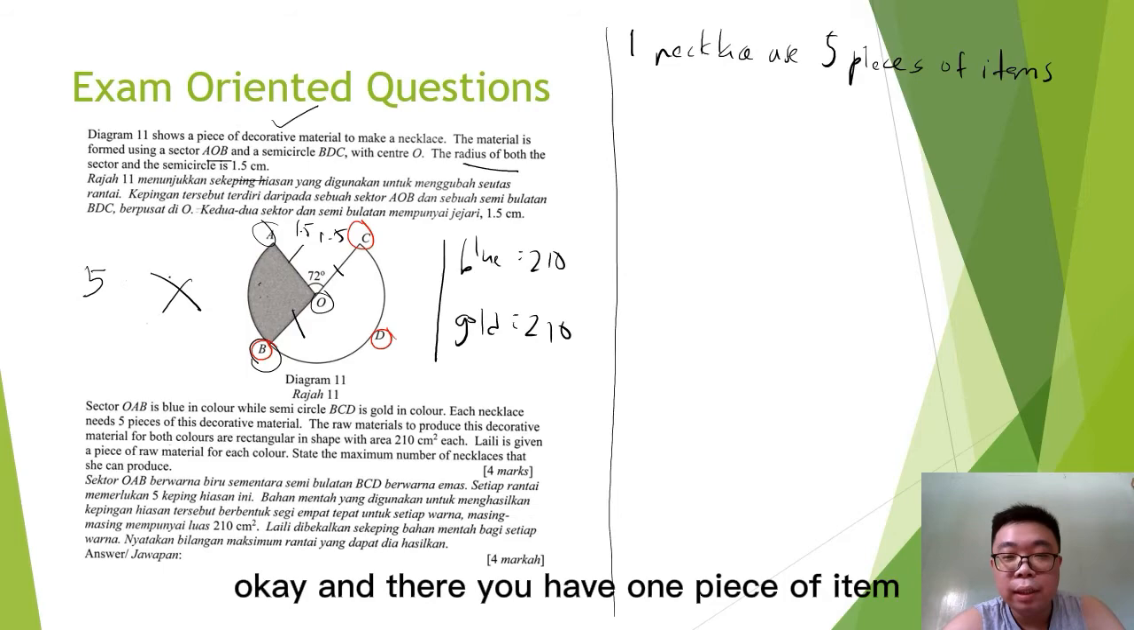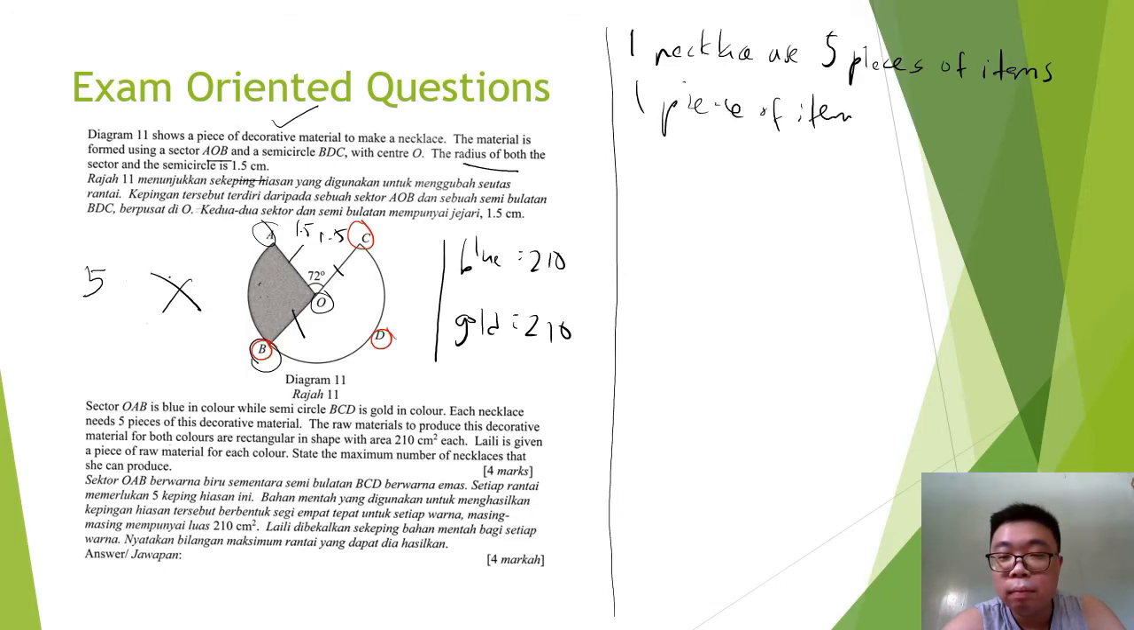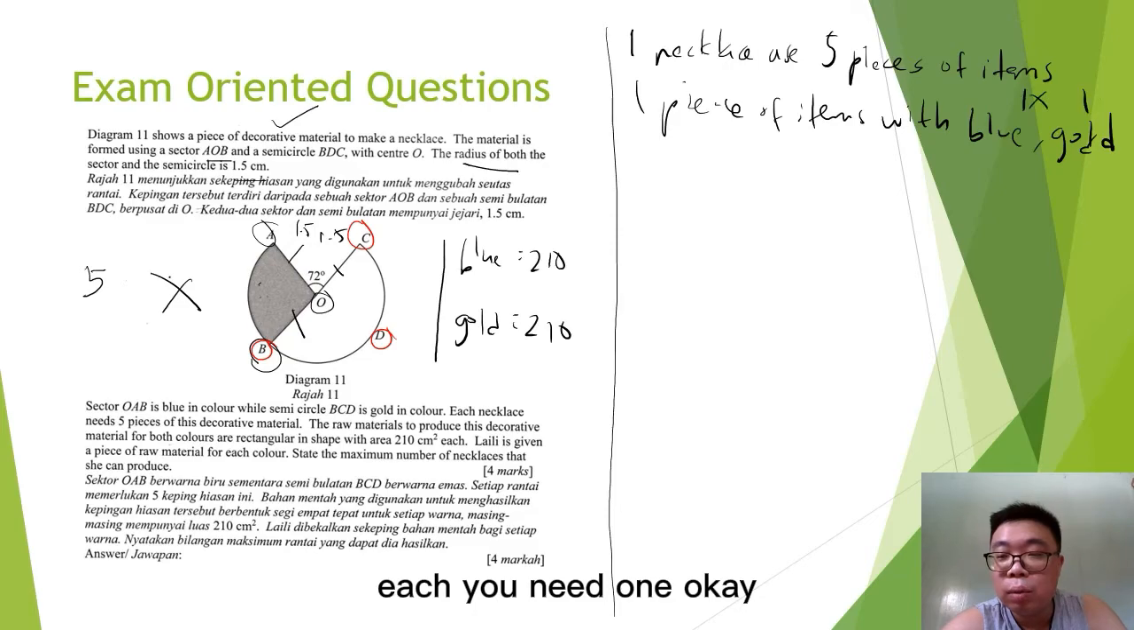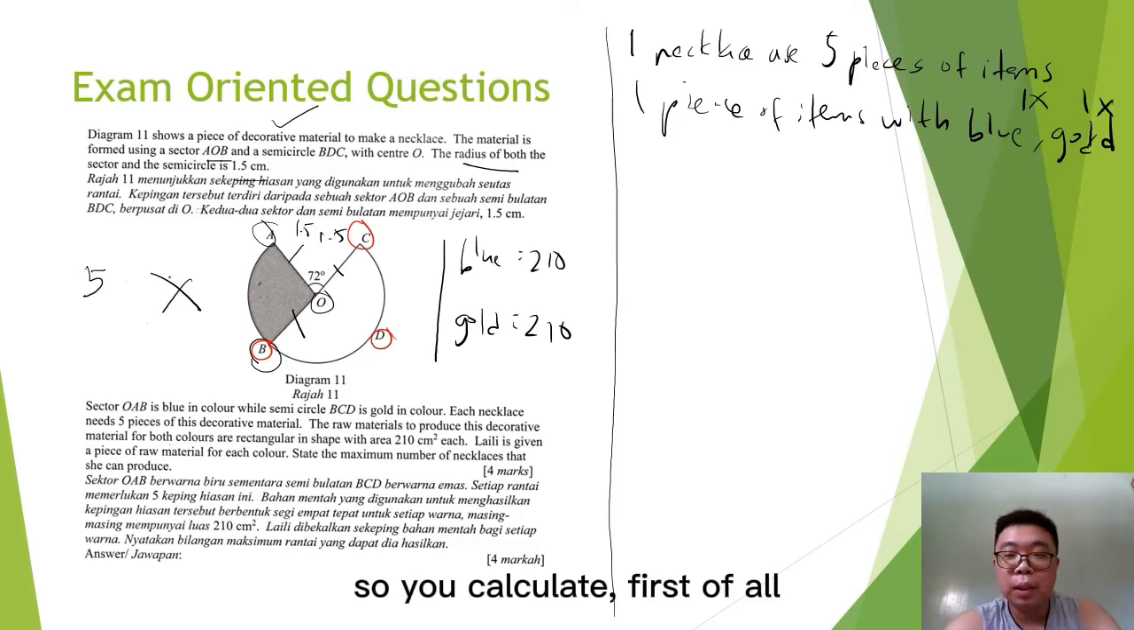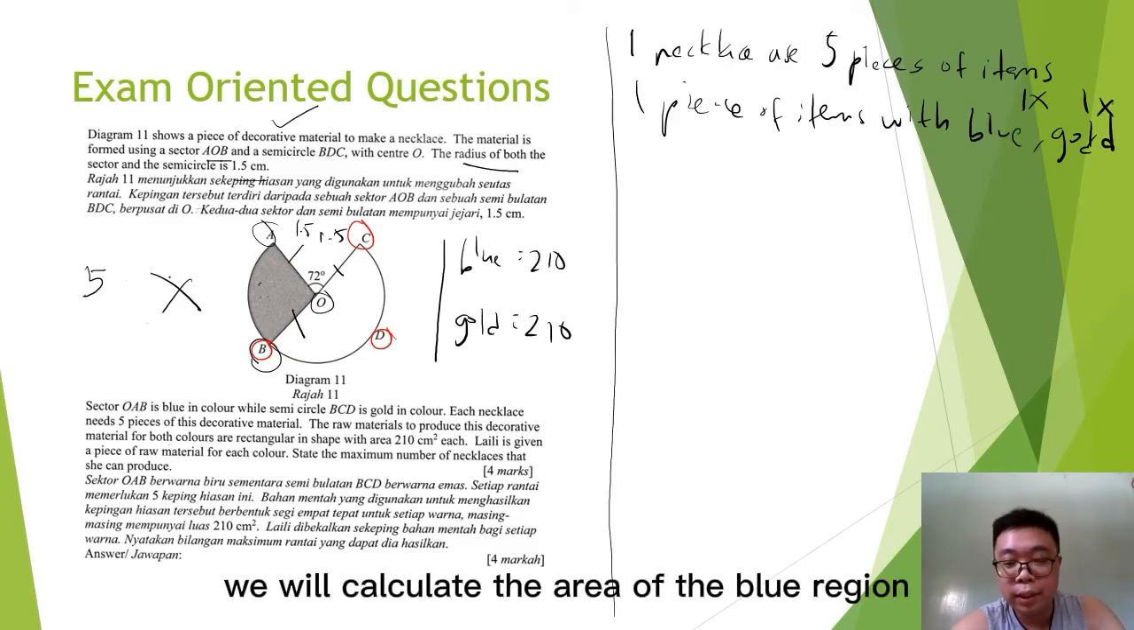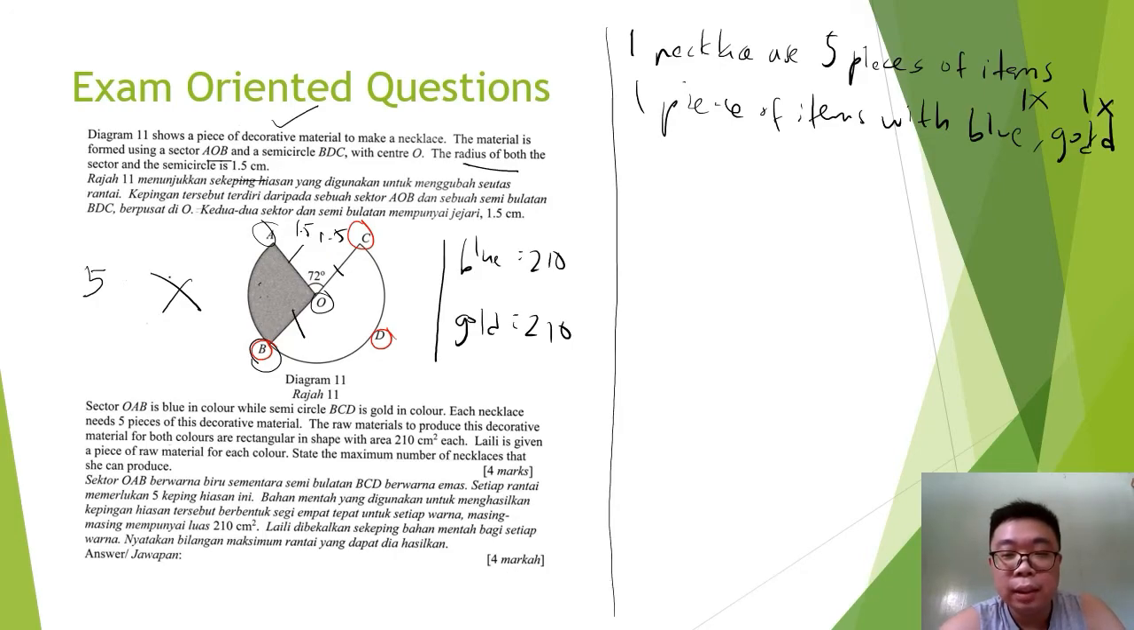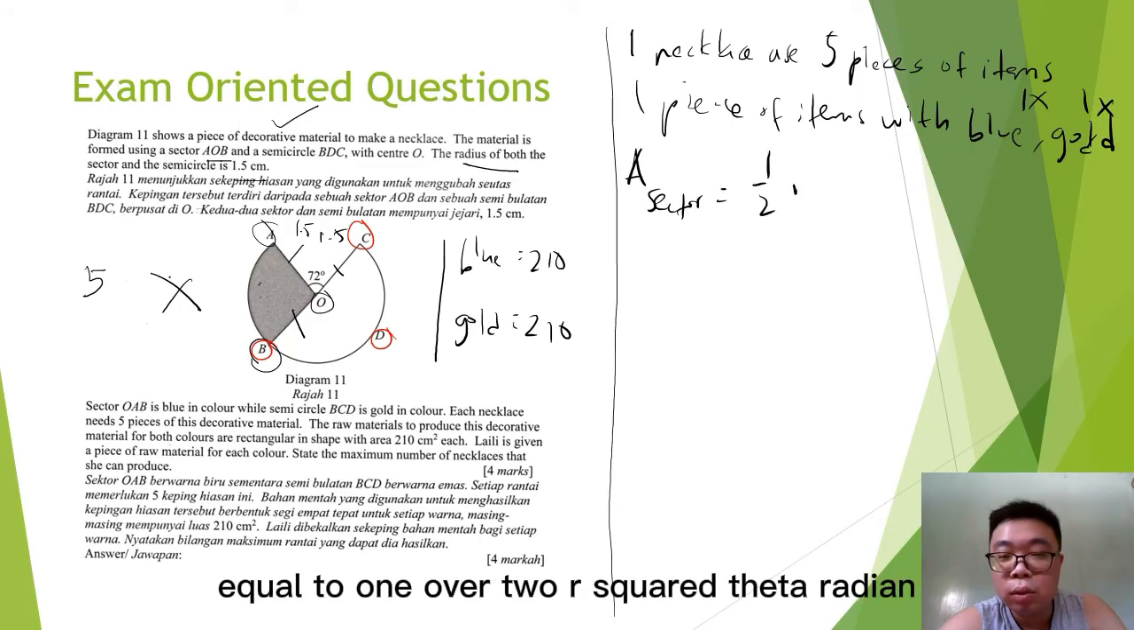Okay, and then you have one piece of item with blue and gold. Each you need one. Okay, so we will calculate. First of all, we will calculate the area of the blue region. Okay, what is the blue piece that you need? Area of the sector equal to 1 over 2 r squared theta radian.